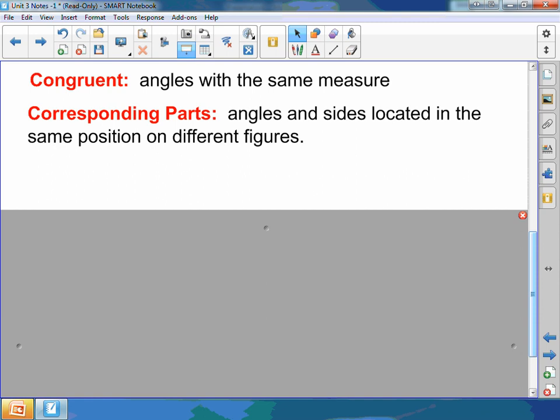Can anybody give me one? One thing that you think has to be true? Nadia. Okay, so yes, it has to be proportional. Now, how do we measure proportional, Nadia? What are we looking at when we measure proportional? Same scale? I like that.